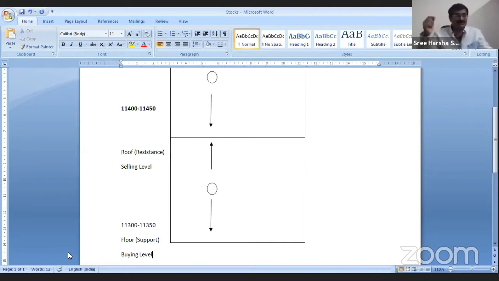So just type in here, guys, support is equal to floor. Support is a place where buying will come. And resistance is equal to roof. Resistance is a place where selling will come. So whenever it comes to the floor or the support, the buying will come. Whenever it comes to the resistance or the roof, the selling will come.